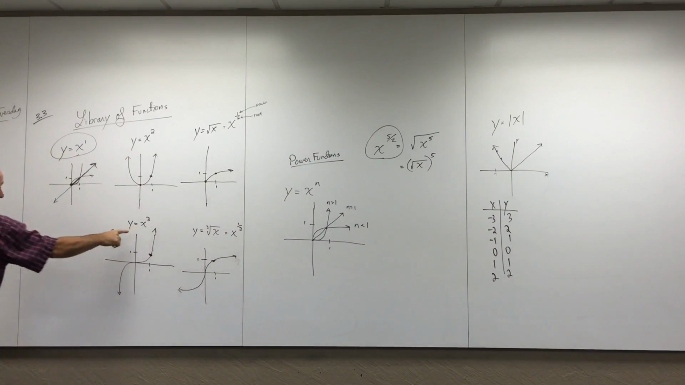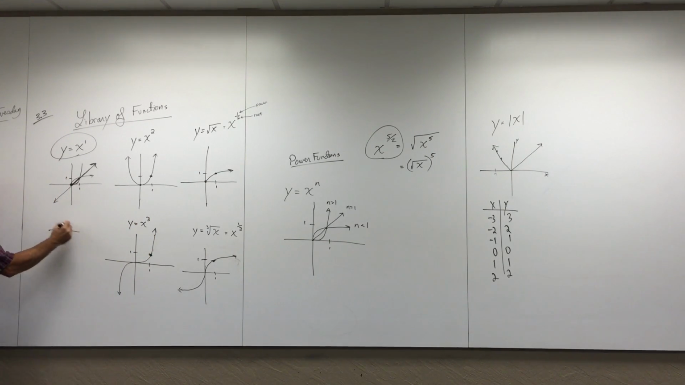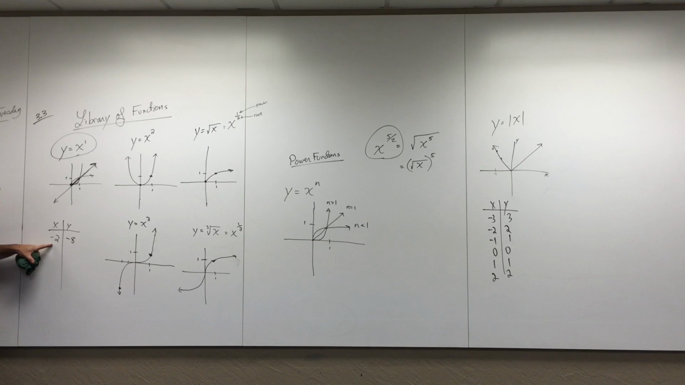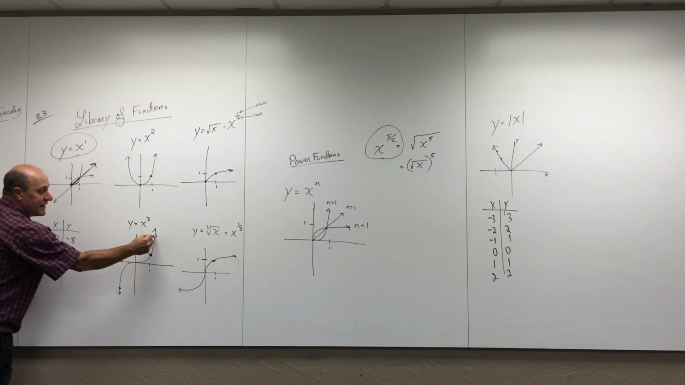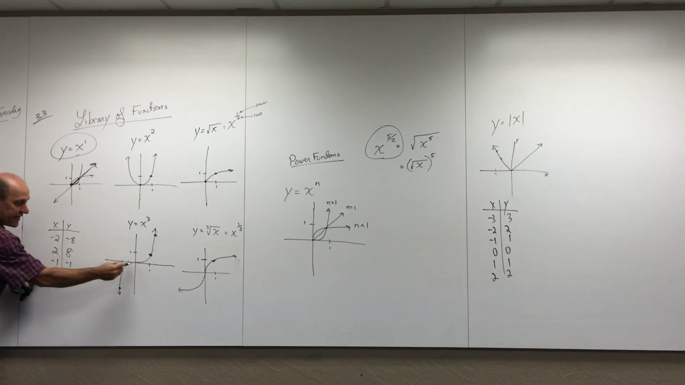But that's true for any of these guys. Take x cubed. Why is it this S-shaped thing? Well, when you plug in a -2 and cube it, it's -2 times -2 times -2, which is -8. So when you plug in a -2, it's way down here at -8. What happens when you plug in a +2? 2 times 2 times 2 is +8. So that's up here. What happens when you plug in a -1? -1 cubed is -1. That's right here.